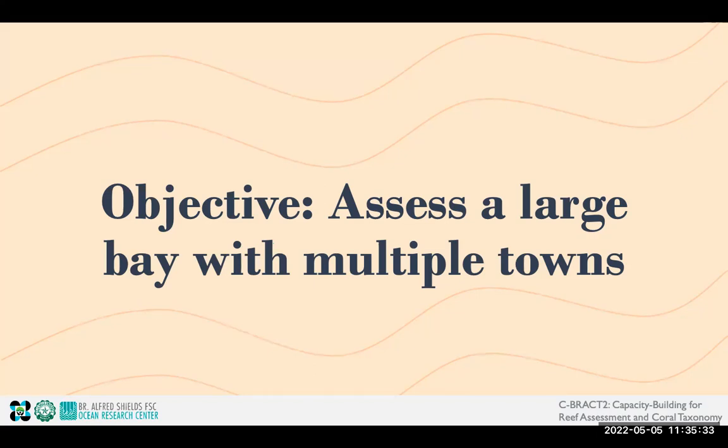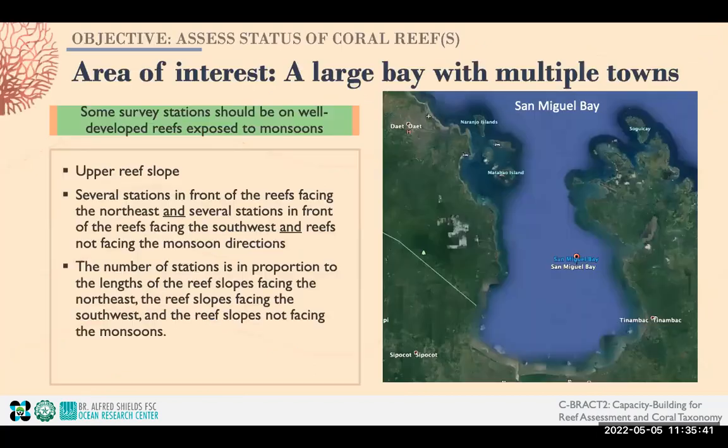Let's say you're interested in a bay, because I started using Talim Bay. But in this case, unlike Talim Bay, there are multiple towns. Okay. I use this because it's an old slide, but I will show you an update. Okay. Let's say you're interested in San Miguel Bay. And San Miguel Bay has several towns. And you're asked to assess the status of reefs in San Miguel Bay. Okay. Because we're talking about several towns and a very large bay, definitely more than a kilometer.